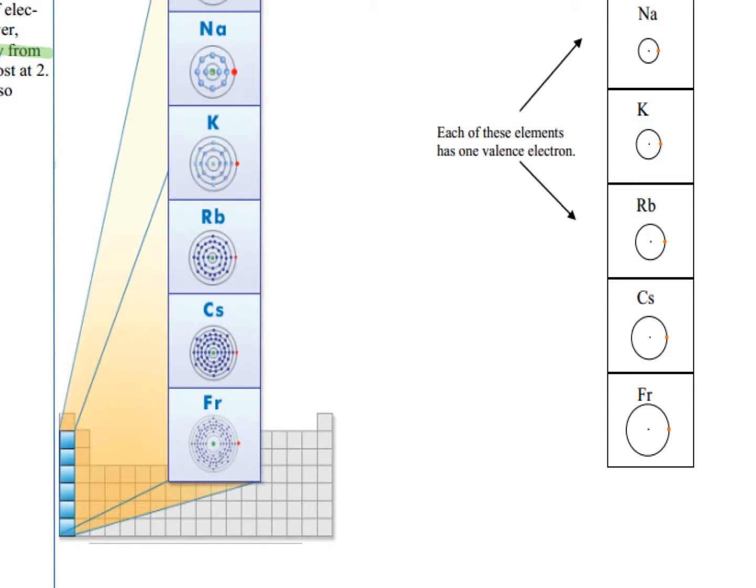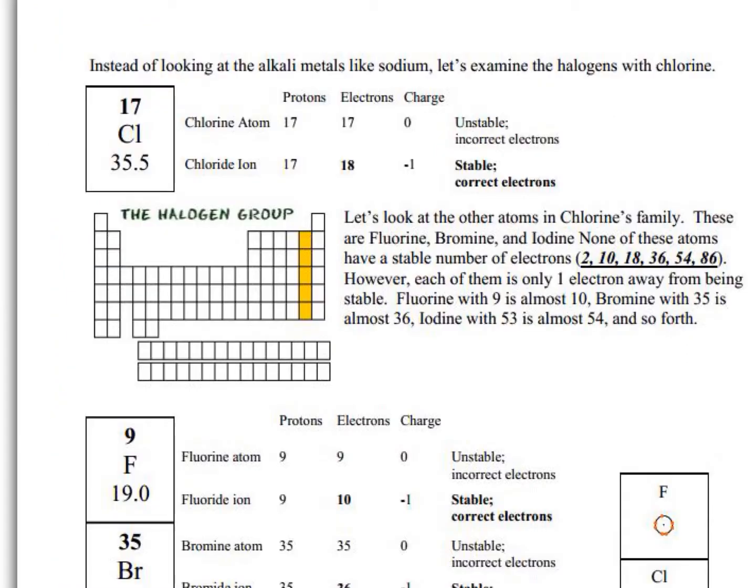So if we're looking at a Bohr diagram for each one of these 1A metals, for each one of these alkali metals, you see they all have 1 valence electron. Now, instead of looking at the alkali metals like sodium, let's look at the halogens, like chlorine. Chlorine has 17 electrons. Its closest stable number would be 18. So instead of staying at 17, we go up to 18, which gives us a negative 1 charge.